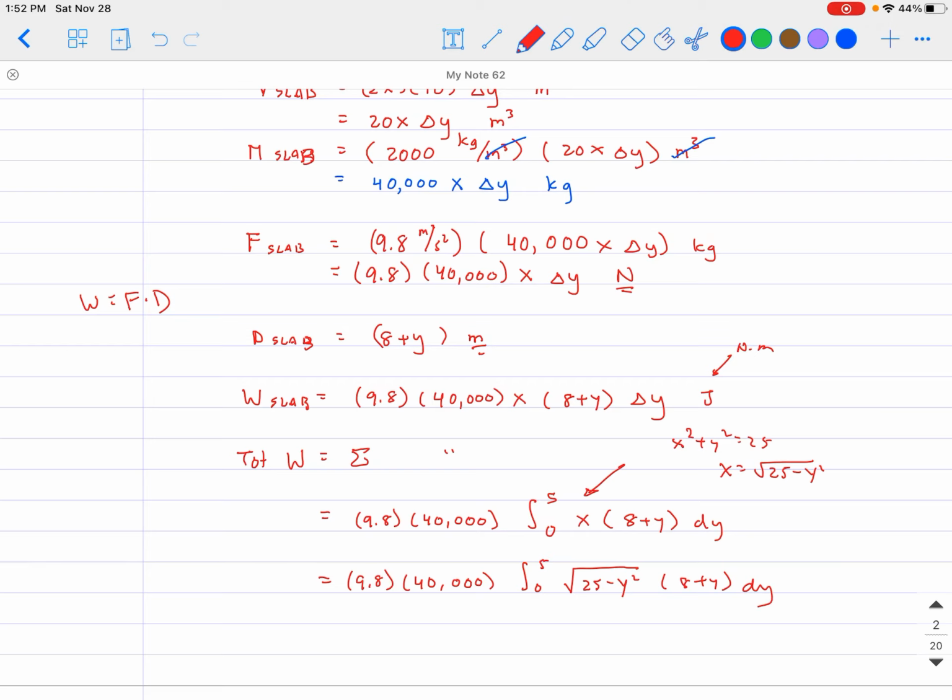The way you would solve this, it looks like you're going to need a little bit of u substitution. In addition, you can solve for the area under the curve geometrically, because you have the square root of 25 minus y squared. That tells me there's going to be some sort of pi involved in there. Okay, all right, well, there you go.